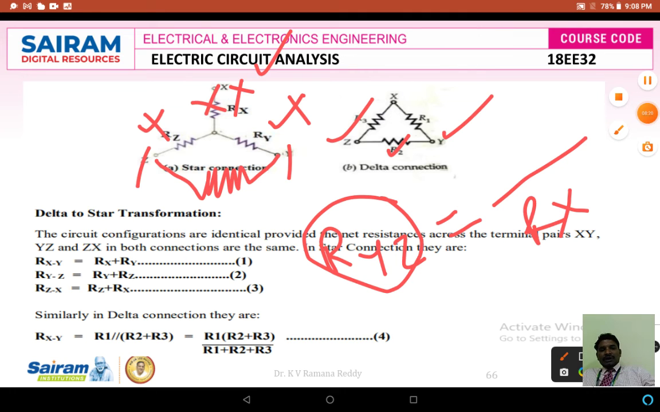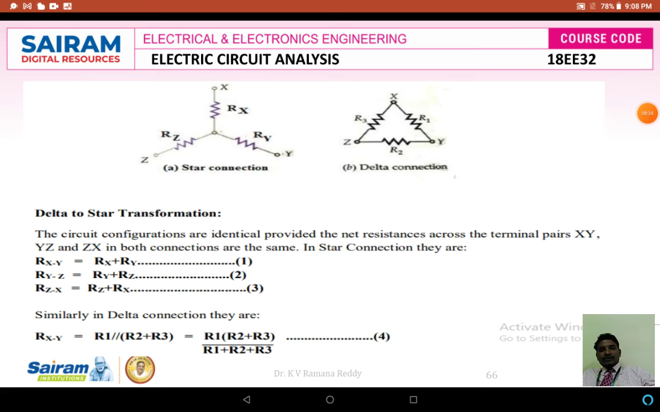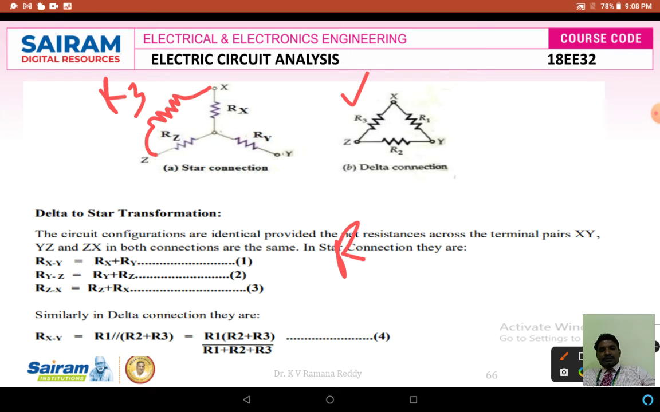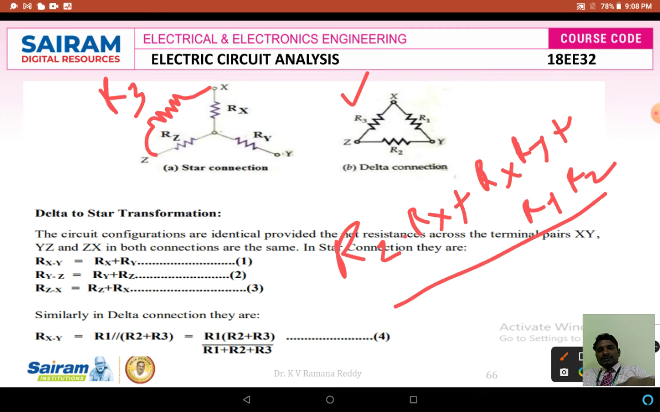In a similar way, we can also find one more resistor value, that is R3. R3 means we have to construct a resistor connected between Z and X. So Z to X is nothing but R3 according to delta. The value of R3 is equal to Rz into Rx plus Rx into Ry plus Ry into Rz, divided by the opposite branch of Z and X, which is Ry. If you do the simplification, we get the equation for R3.